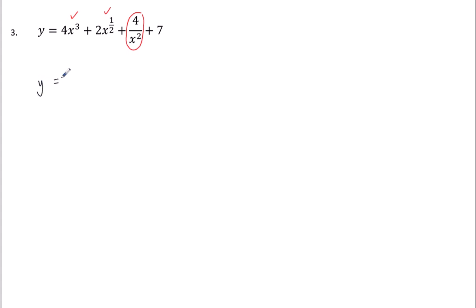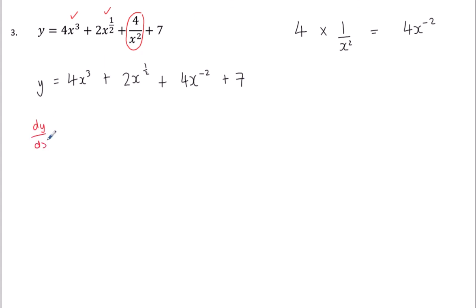So y equals 4x cubed plus 2x to the power of half. I haven't done anything yet. Okay, and then we've got 4 over x squared. So remember, that's 4 lots of 1 over x squared. 1 over x squared becomes x to the power of minus 2, because the minus power means 1 over. So 4x to the power of minus 2. And then we've got our plus 7, which will disappear when we differentiate anyway, because it's x to the power of 0, and we'll just go.